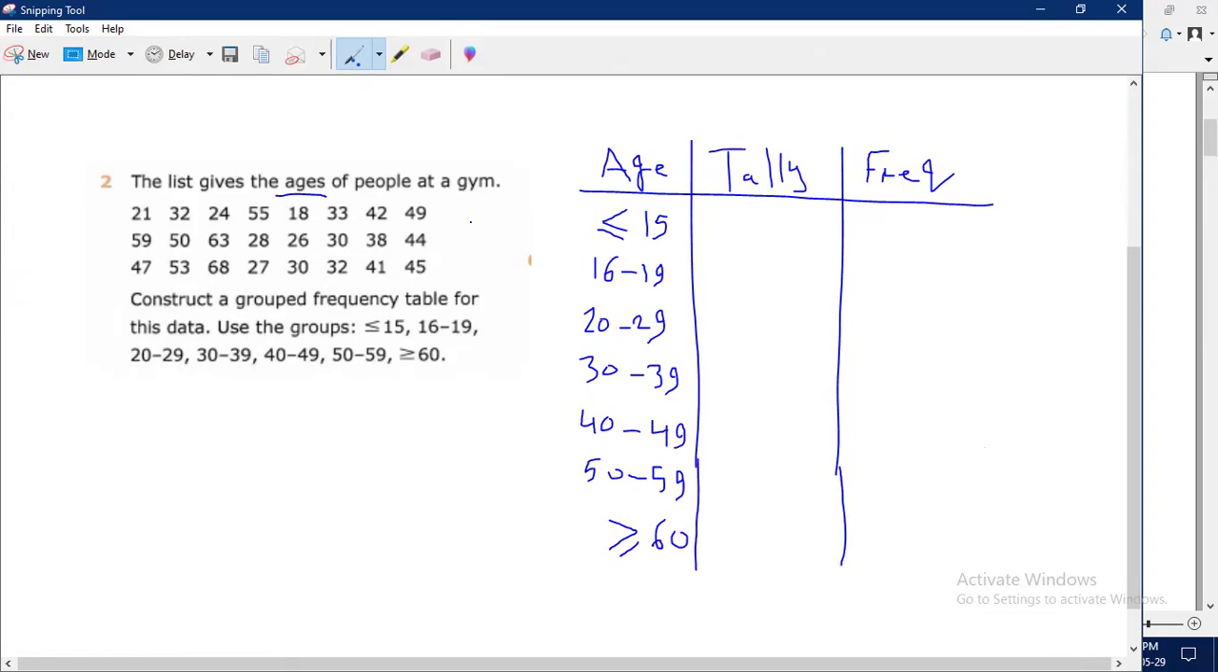Okay, now how do I create the grouped frequency table? Let's check the numbers one by one and underline them so in the exam you don't forget any one of them. So 21, in which group? It's here. I just put a line. 32, it's here. 24, here. 55, 18, 33, 42, 49.